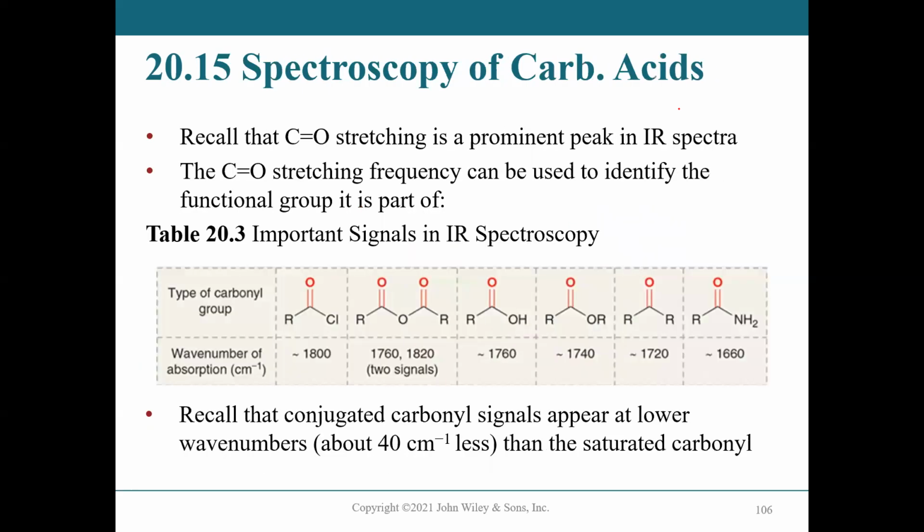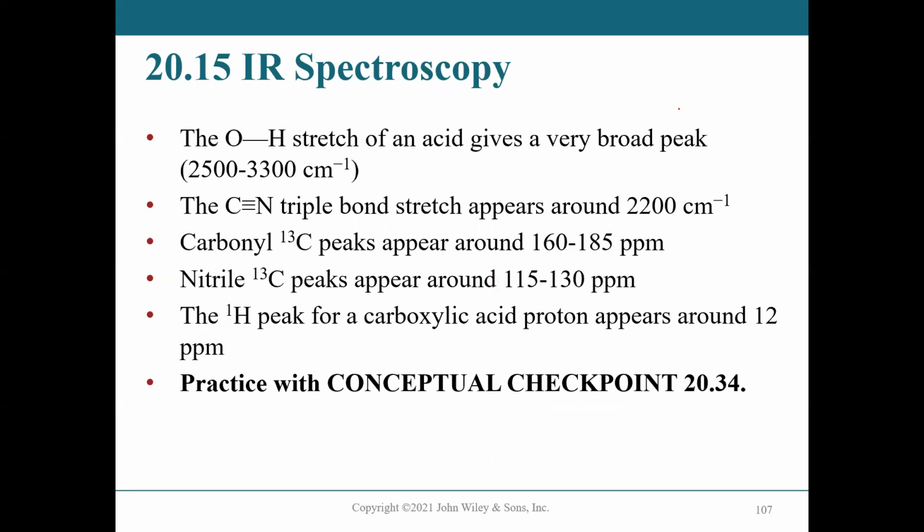Then they're going to go over some IR spectroscopy of where you might find these on an IR spectrum. So recall that conjugated carbonyl signals appear at lower wave numbers than the saturated. So the OH stretch of an acid gives a very broad peak. The carbon triple bond to the nitrogen appears around 2200.